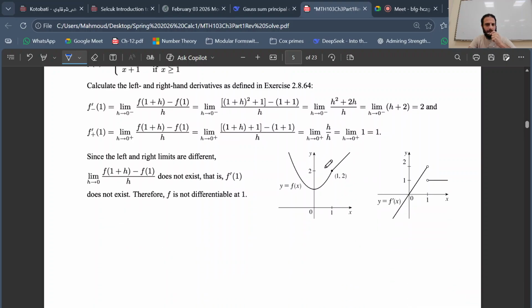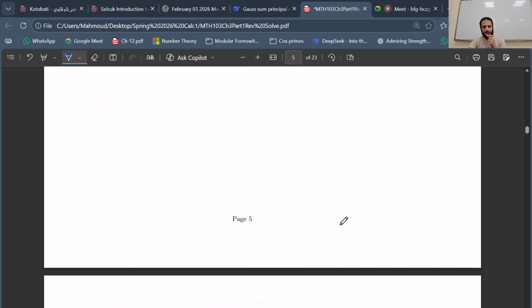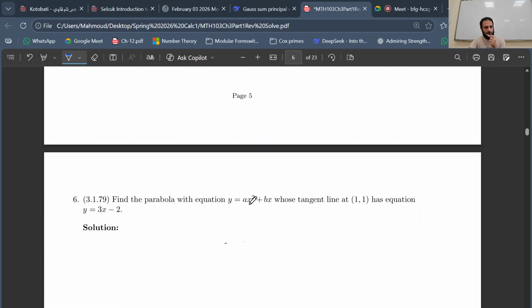Here you have the curve of the function and its derivative. Now the next problem. This question is interesting.